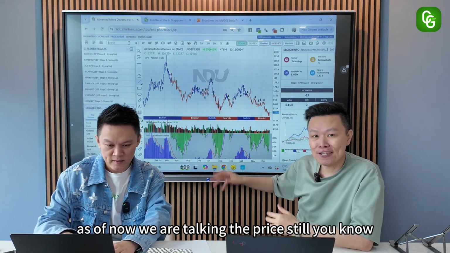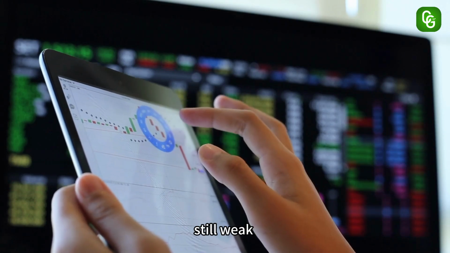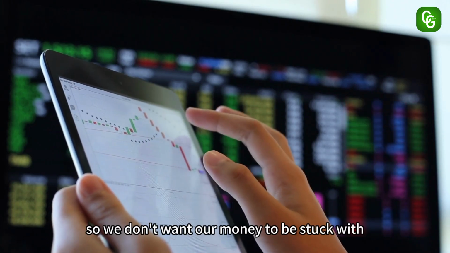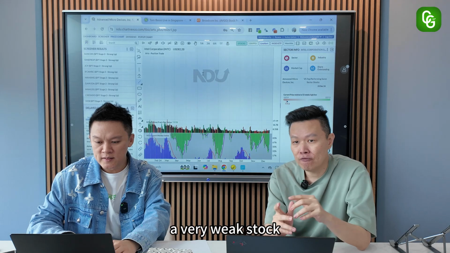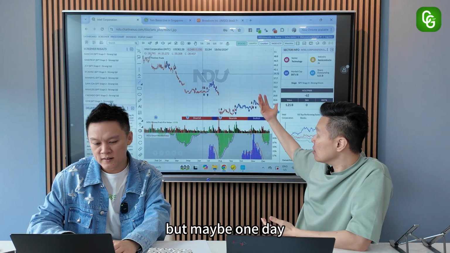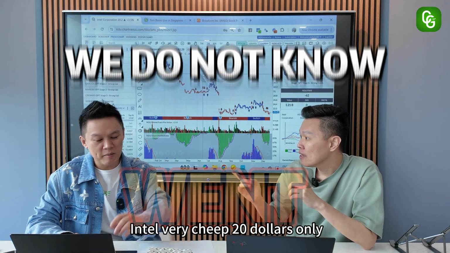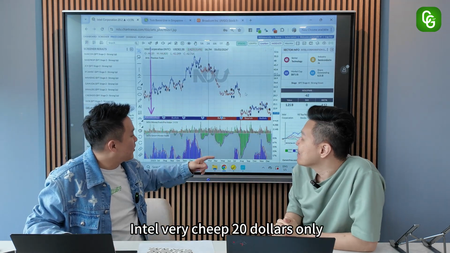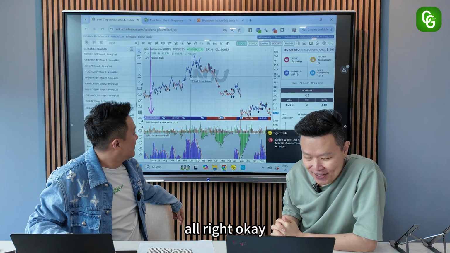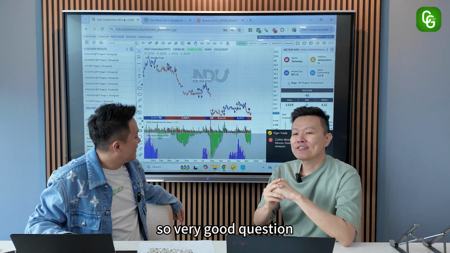As of now, the price is still very, very weak. So we don't want our money to be stuck with a very weak stock. Maybe one day they will rebound, but the question is, we do not know when. Okay, AMD is very cheap. Intel is very cheap, $20 only. Okay, very good question.